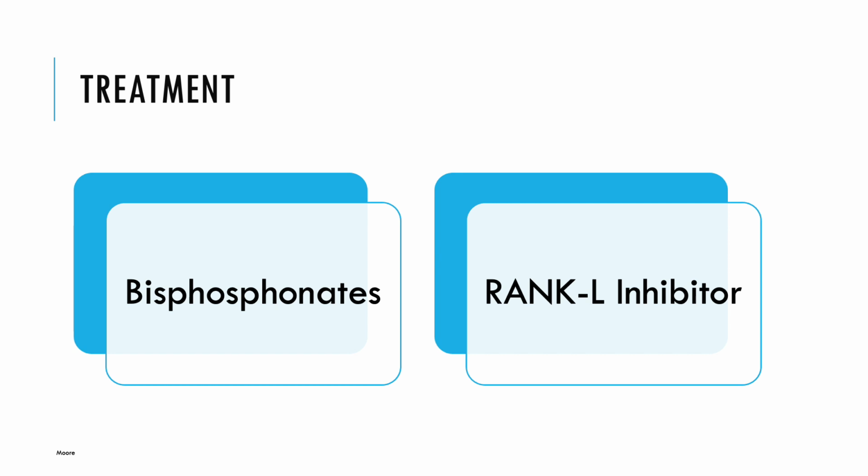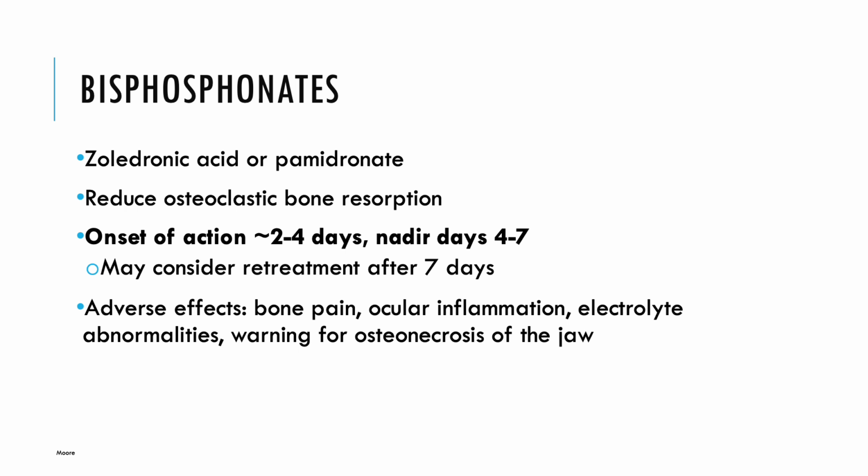Other very important treatment options for hypercalcemia of malignancy are our bisphosphonates and the RANK-L inhibitor denosumab. I'll be going over these individually and getting into more specifics in the coming slides. Starting out with our bisphosphonates, we have two main options, and those are zoledronic acid or pamidronate. These work by reducing osteoclastic bone resorption, and the onset of action of these products is around 2 to 4 days. Typically, this peaks in around 4 to 7 days, so we can consider retreatment after 7 days, but generally not before.